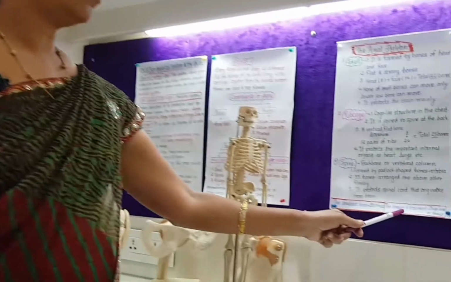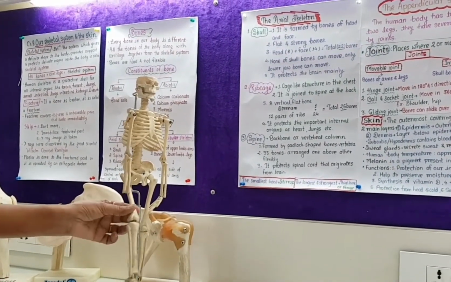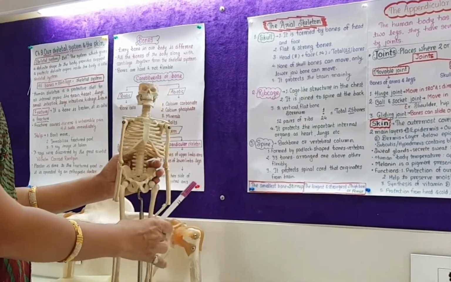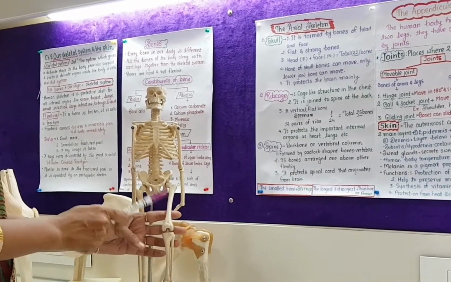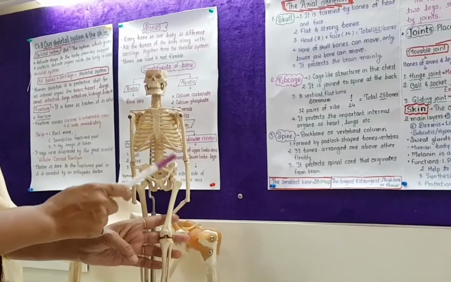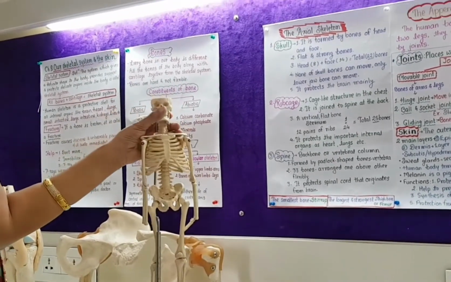And the longest and strongest bone in our body is the thigh bone. See, this is the thigh bone, and this thigh bone is also called the femur. This bone is the longest and strongest bone in our body, the femur.